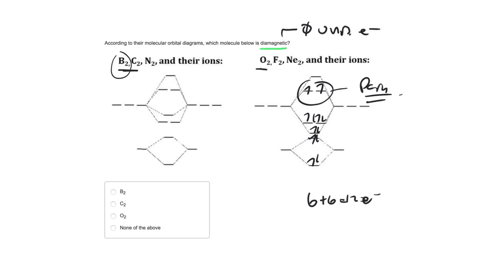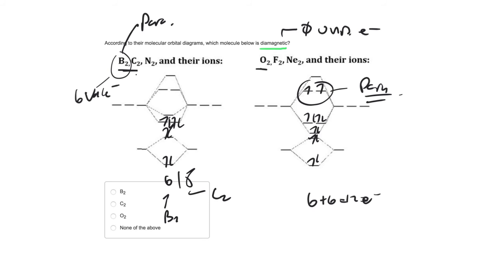If we do B2 next, 3 plus 3, so 6 valence electrons. So we put 6 electrons in for boron, and it goes paramagnetic as well. And then we go to C2, we put 2 more electrons in, and they spin pair, and then we have 0 unpaired electrons. So C2 would be diamagnetic, the other 2 paramagnetic.